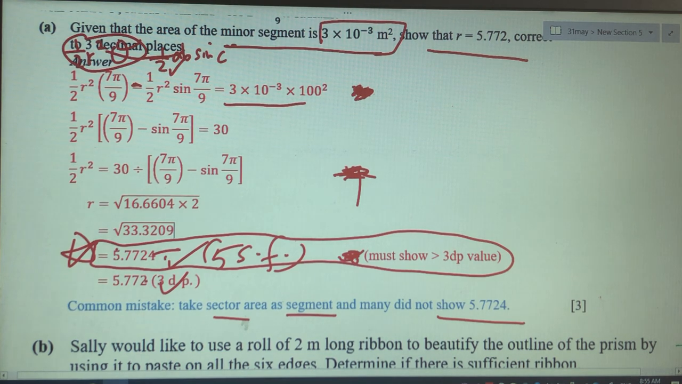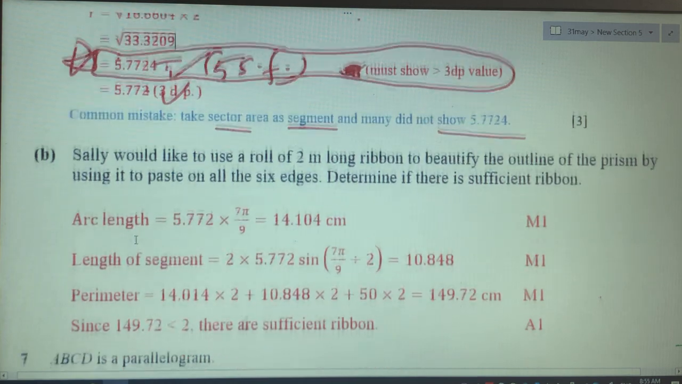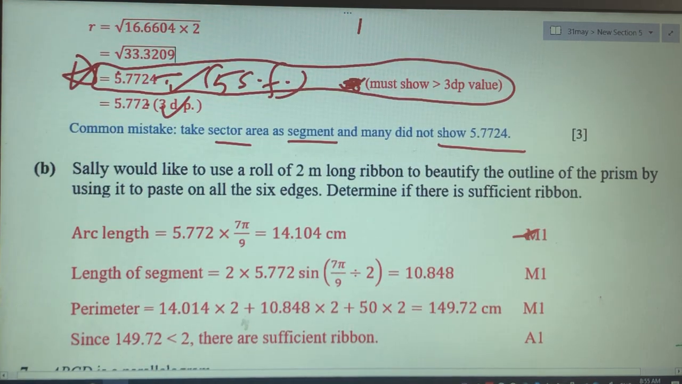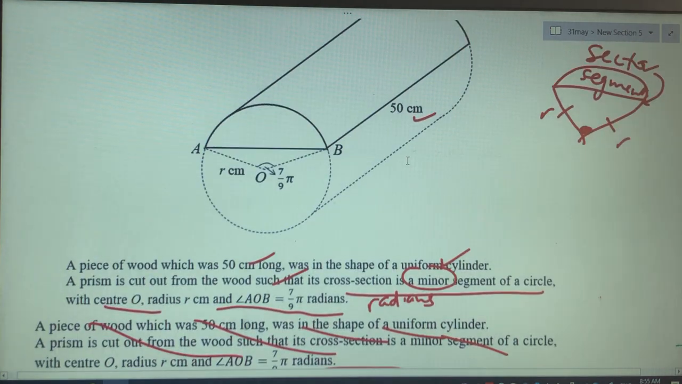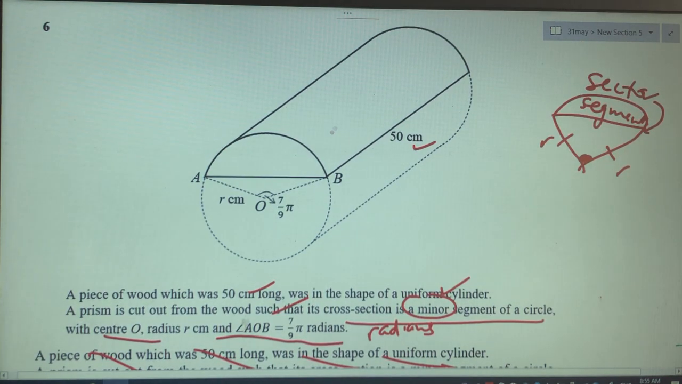Okay? Then the next part, right? I think due to English, you don't understand what we are saying here. We are saying that this Sally has this 200 meter row, okay? And you want to beautify the outline and paste on the edges. Edges is where? Then they ask you whether there's enough ribbon or not. So edges means it's not the side, it's not the face. This is what we call the face.